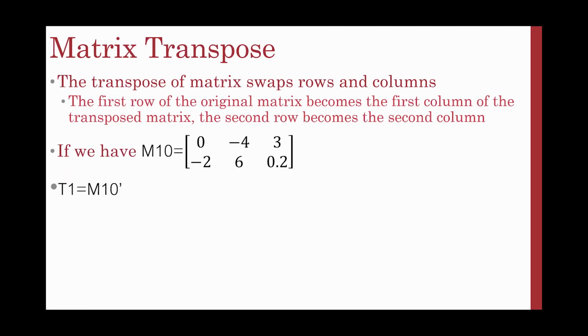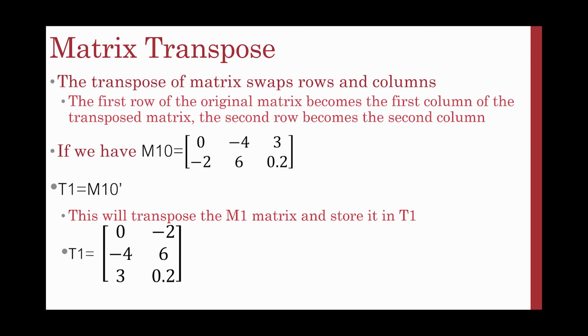You can transpose a matrix just like you can transpose a vector. What it does is it switches the rows and columns. So if we have an original matrix of 0, minus 4, 3, minus 2, 6, 0.2, and I transpose it using the apostrophe, it is going to switch the rows and columns. So it's going to become 0, minus 2, minus 4, 6, 3, 0.2.